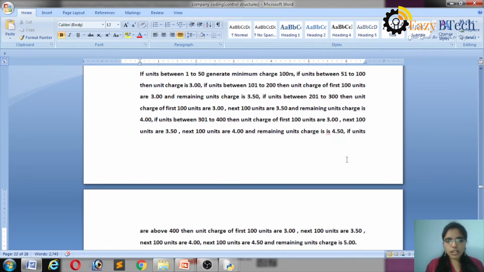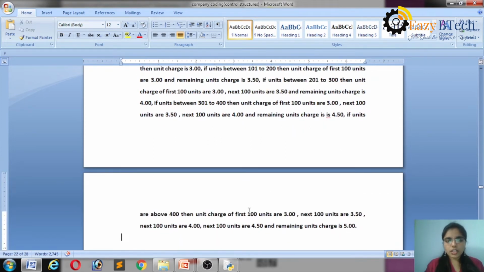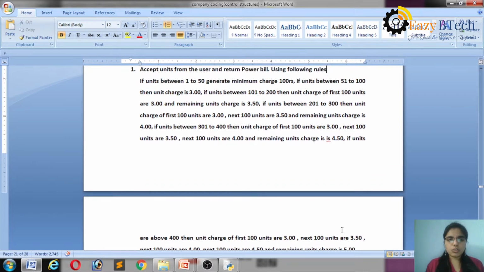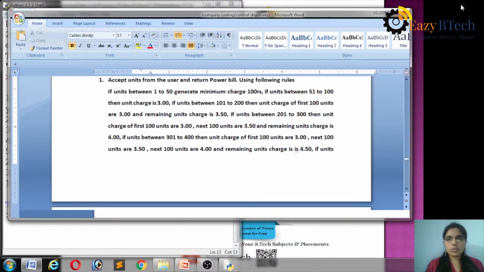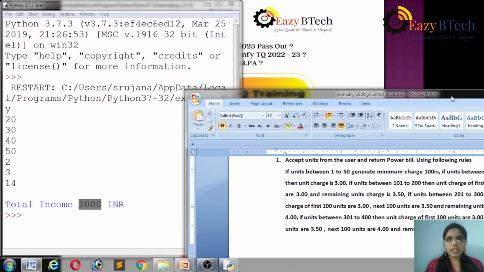If units are above 400, then the unit charge of the first 100 units is 3 rupees. Next 100 units are 3.50. Next 100 units are 4 rupees. Next 100 units are 4.50 and the remaining units charge is 5 rupees. Okay, so here are the rules. I will write the rules clearly.